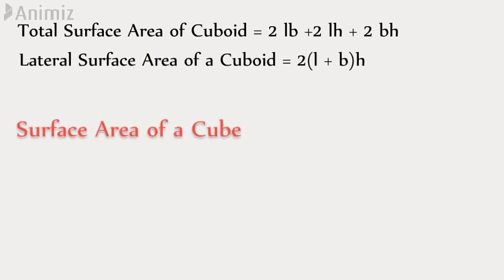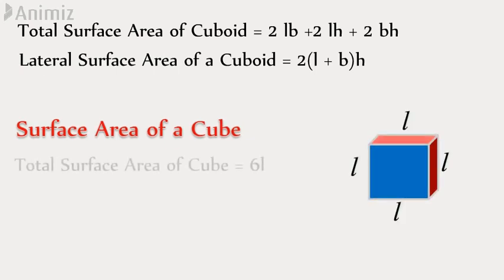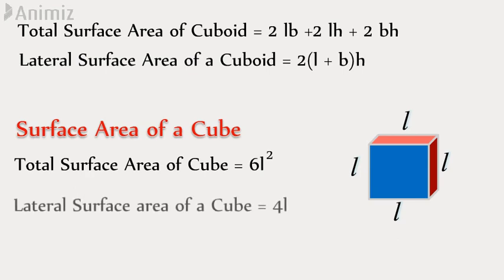Next we can find out the surface area of a cube. Let L be the side of a cube. Then the total surface area of a cube is equal to 6L square. Also the lateral surface area of a cube is equal to 4L square.